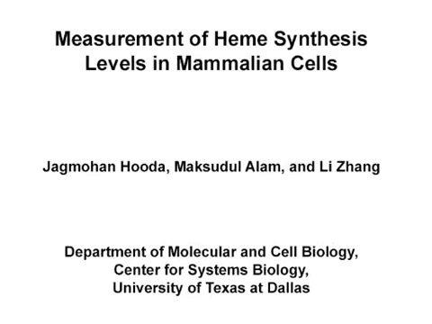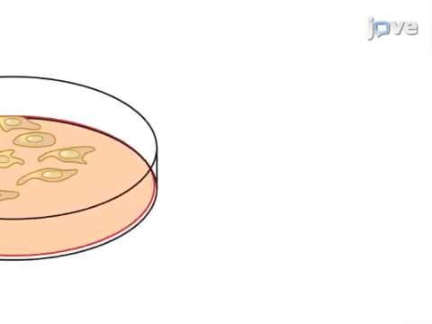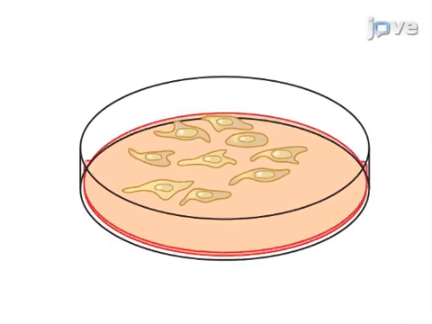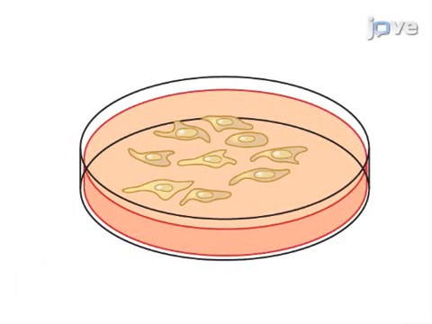The overall goal of this procedure is to measure the levels of heme synthesis in mammalian cells by using a specific radioactive precursor of heme synthesis. This is accomplished by first incubating the cells with C14-labeled 5-aminolevulinic acid, which will be incorporated into heme.